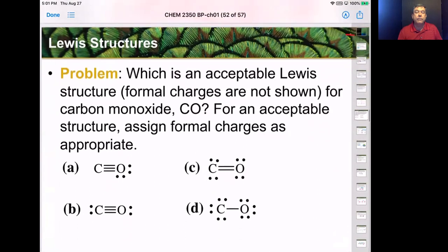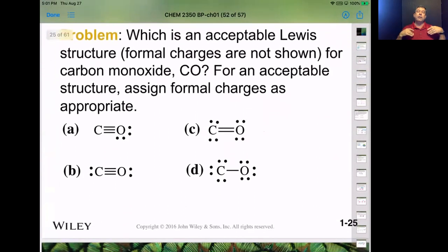So let's look at this, instead of doing a calculation, let's think about this in a practical sense. We have a compound that is CO, carbon monoxide. So let's figure out what a reasonable Lewis dot structure would look like for that.